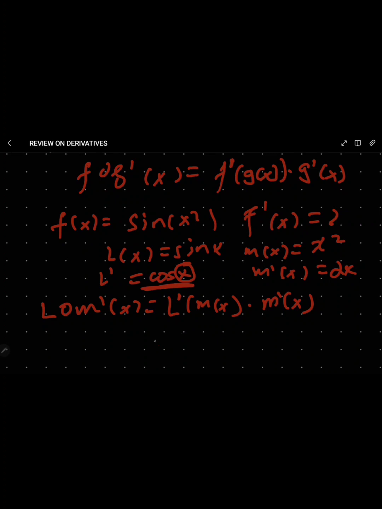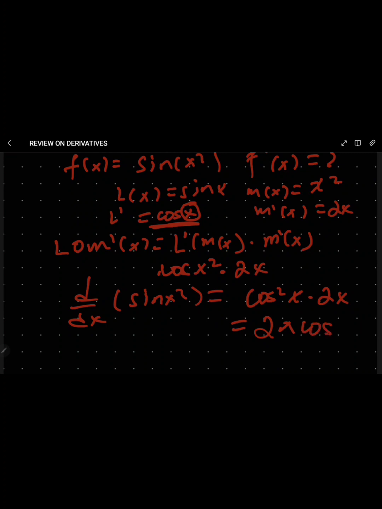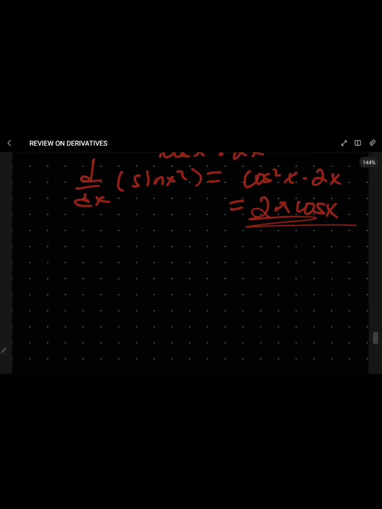Instead of L, I'm using cos x squared times the derivative of x squared, which is 2x. So the derivative d per dx of sine x squared is equal to cos x squared times 2x, or you can call it 2x cos x squared.